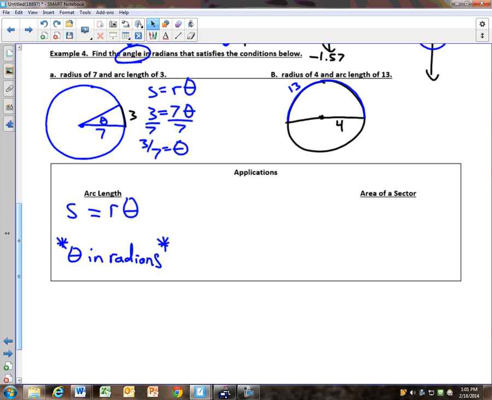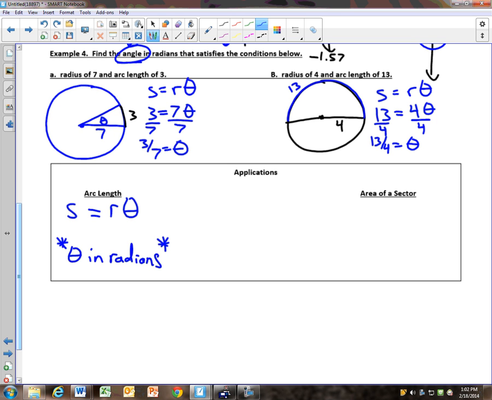So let's figure it out. S equals R theta. What is S? 13, radius is 4. So theta is equal to 13 over 4 radians, which is the same thing as 3.25. So you said more than 3, less than 4. You're correct.